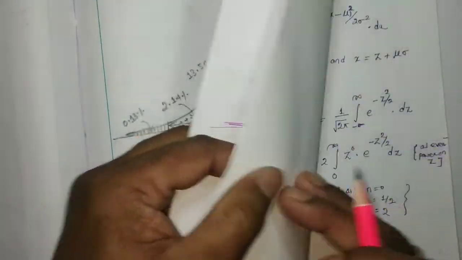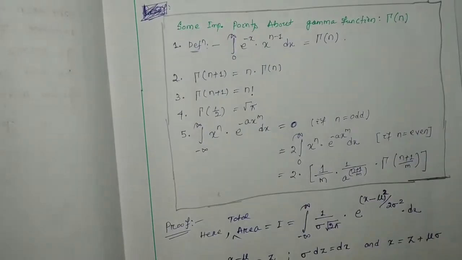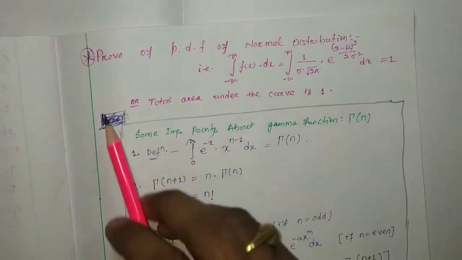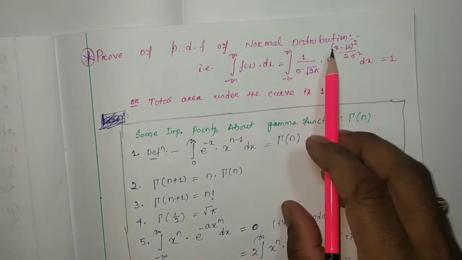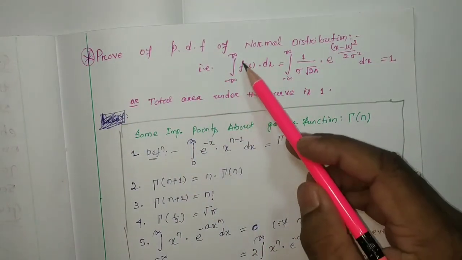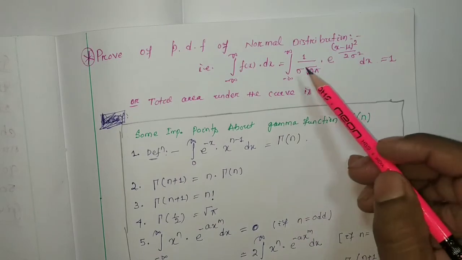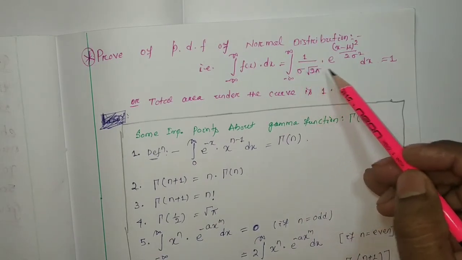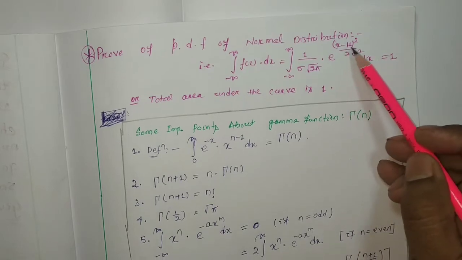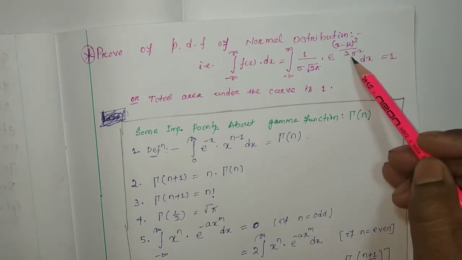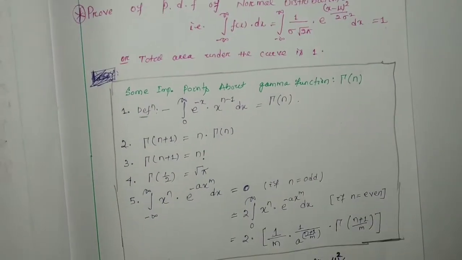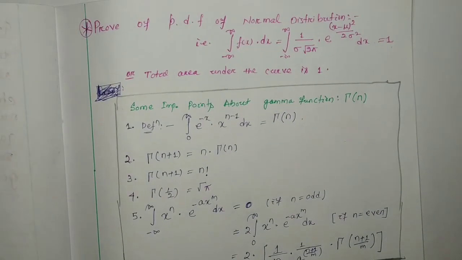Okay, so in this class we are going to discuss the proof of the pdf of normal distribution, that is, the integral from minus infinity to plus infinity of f(x) dx equals the integral from minus infinity to plus infinity of 1 by sigma root 2 pi into e to the power minus (x minus mu) whole square by 2 sigma square dx, which will be equal to 1. Okay, so let's start.